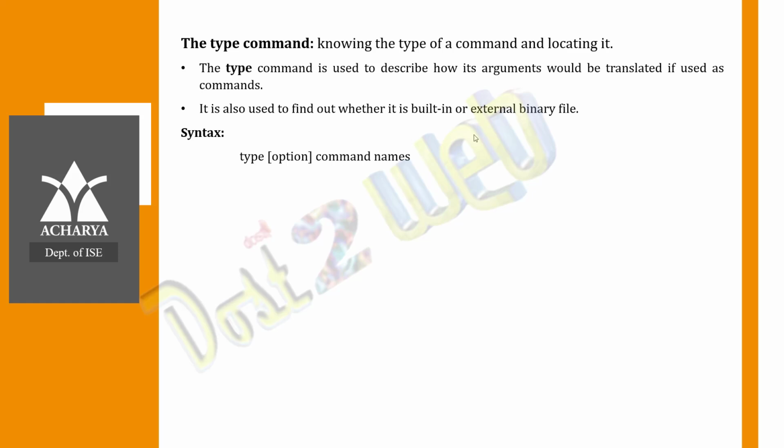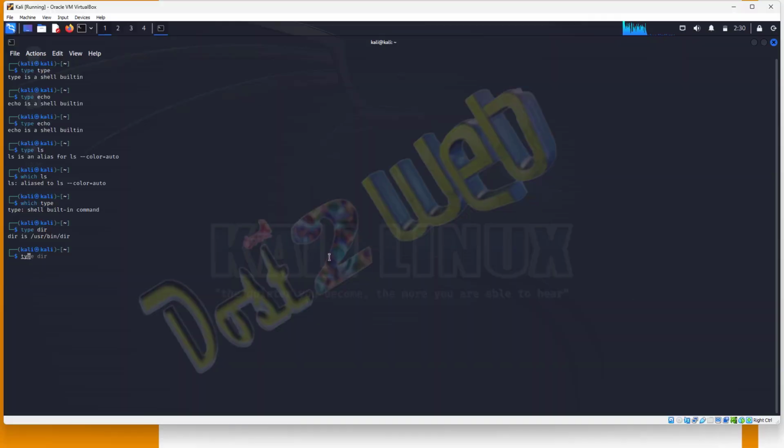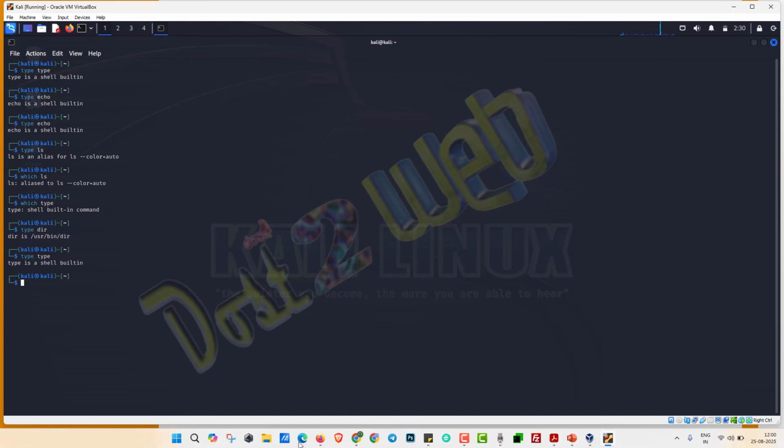If you need help, type space hyphen help, and it will give you the information. As I said, the syntax is type, option, and then command name. So, if you type the command name as we discussed just now, type, and give type again, it will give you the result that type is a shell builtin. It indicates that this is your built-in command or internal command.